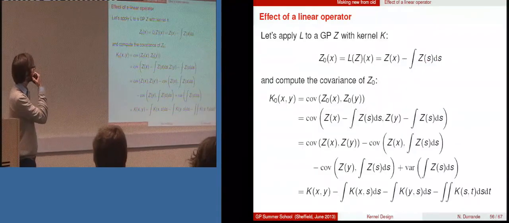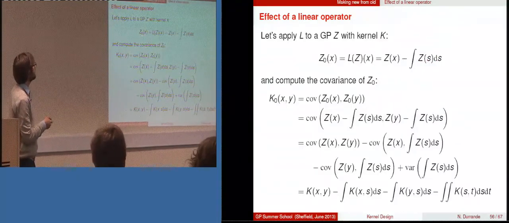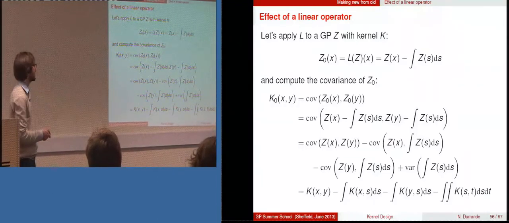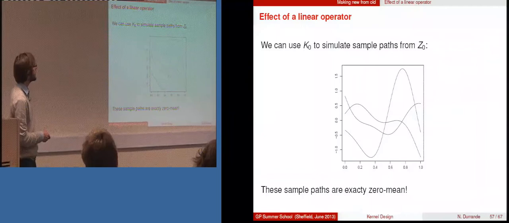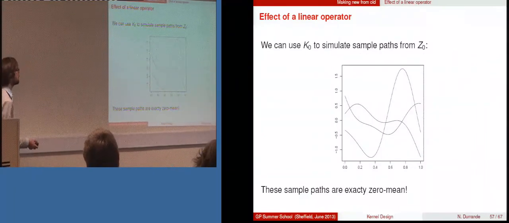What happens if we apply that to our process? We define Z0 as the projection of Z onto the subspace of zero mean functions. So Z0 is equal to Z minus its integral. We can compute the covariance of Z0, and we end up with the kernel minus a univariate integral, minus another univariate integral, and, oh, that should be a plus, a bivariate integral in the end. If we have a look at this kernel, we can use it to simulate some sample paths.